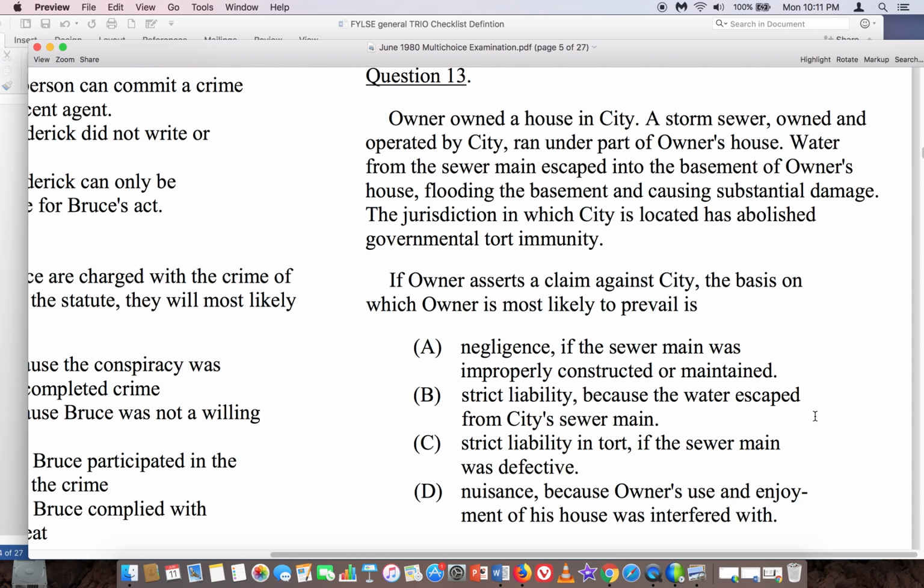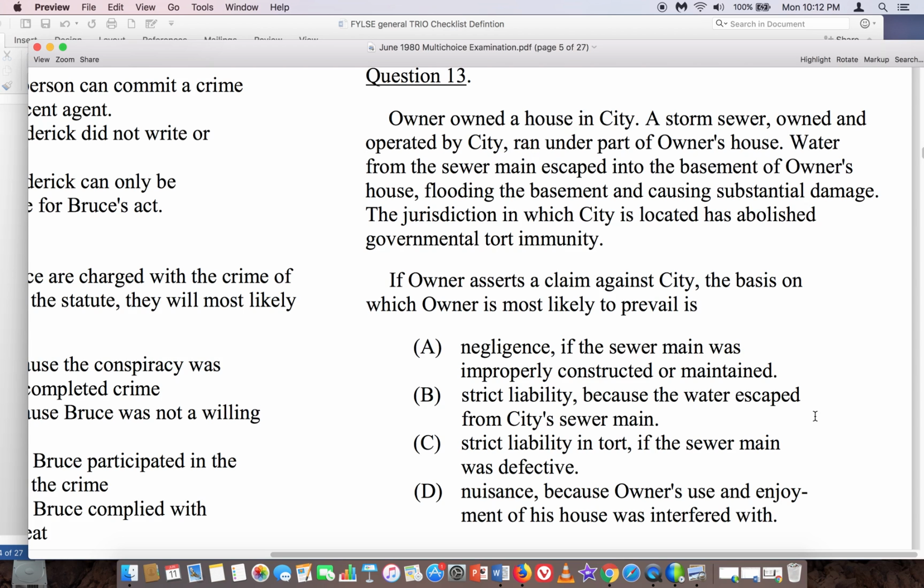Owner owned a house in city. A storm sewer owned and operated by city ran under part of owner's house. Water from the sewer escaped into the basement of owner's house, flooding the basement and causing substantial damage. The jurisdiction in which city is located has abolished governmental tort immunity. Now, if owner asserts a claim against the city, the basis on which owner is most likely to prevail is A, B, C, or D.